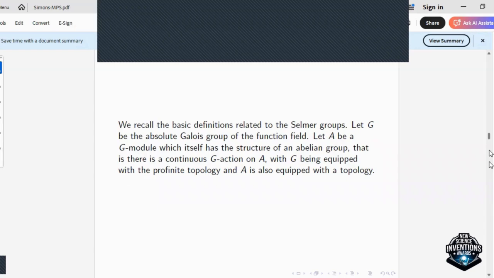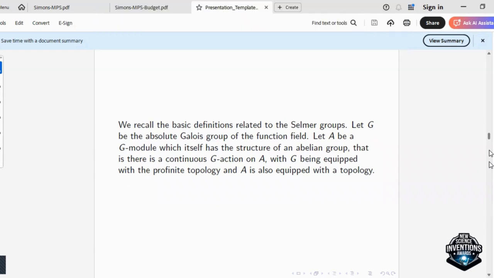So we recall the basic definitions of the Selmer groups. Let G be the absolute Galois group of a function field, and A be a G-module, which itself has the structure of an abelian group. That is, there is a continuous G action. So this G is a profinite group, an inverse limit of finite groups, and it has a G action on A, and A is also equipped with a topology. G is equipped with the profinite topology.